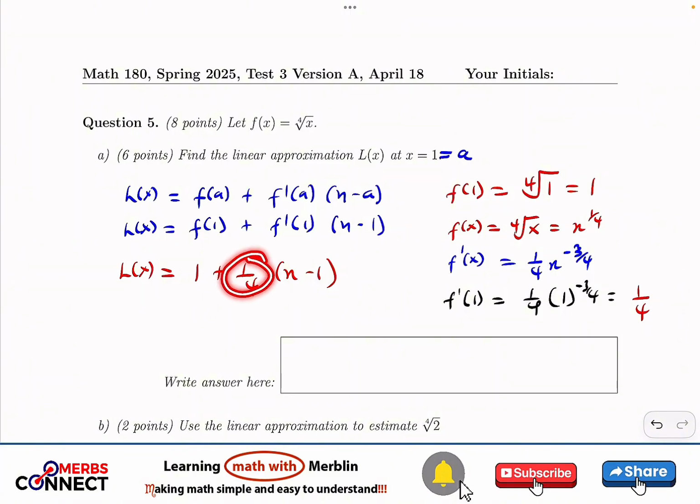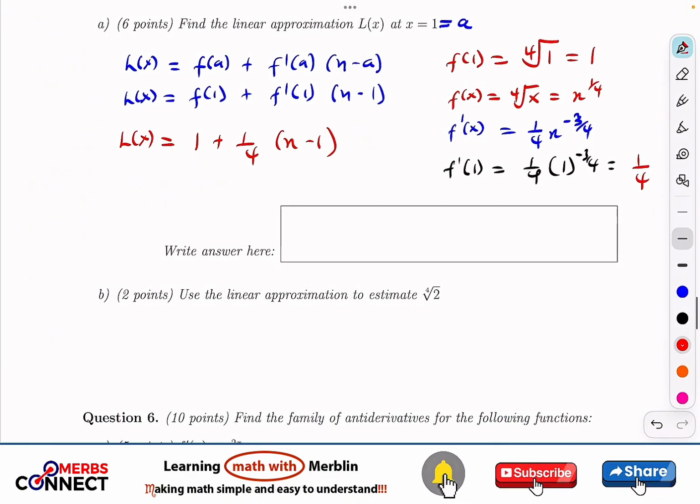So f prime of 1 is this, and then f of 1 is also here. So our linear approximation is very simple here, which is L of x, which is equal to 1 plus 1 over 4 times x minus 1.